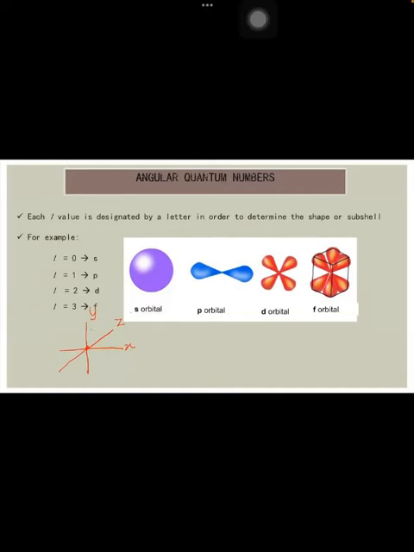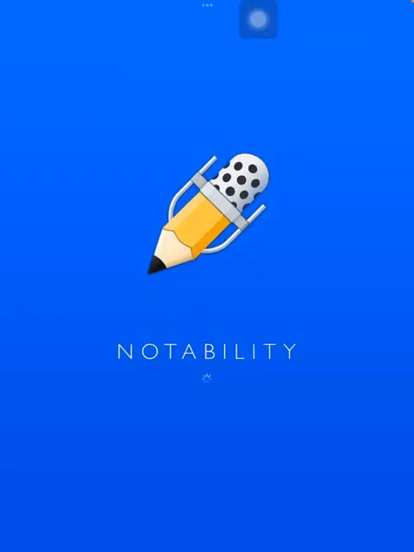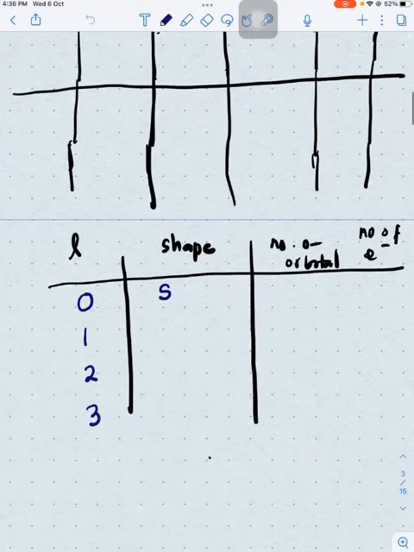Lepas tu bila elektron kita ni taburan dia berada dalam bentuk bulatan, maksudnya this is where the highest possibility for us to find the electron, maknanya dalam bentuk bulatan. So maknanya orbital ni kita panggil dia sebagai S orbital. Okay. So kita akan tahu dia adalah S orbital kalau L value dia adalah equals to 0.